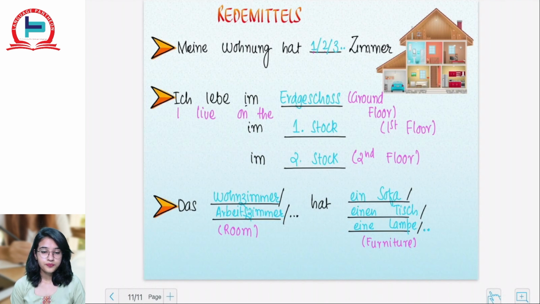Then we have seen the rooms' names, we have seen the furniture names, die Zimmer und die Möbel. So we can also describe that this room has this furniture. For example, das Wohnzimmer hat ein Sofa. The living room has a sofa. Das Arbeitszimmer hat einen Tisch. The workroom has a table. Das Arbeitszimmer hat eine Lampe. The workroom has a lamp. Und so weiter, and so on, you can describe accordingly.